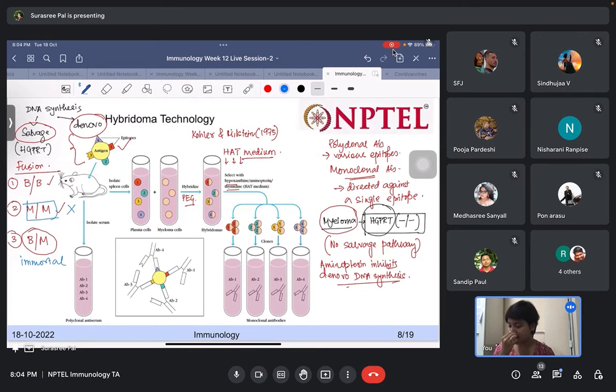Once these fused B cell myeloma cell hybridoma clones are obtained, they are diluted to single cell dilution so that the individual B cell myeloma cell fusions can be identified and monoclonal antibodies can be produced from that. Any questions so far?